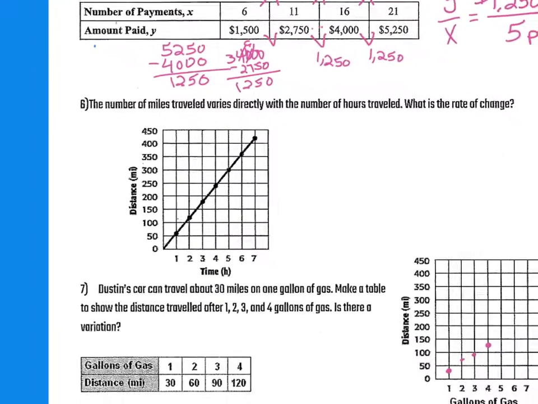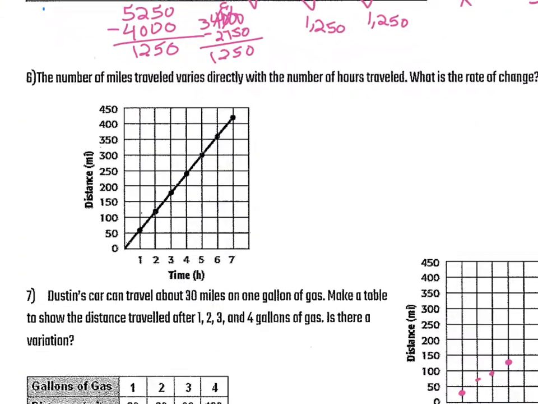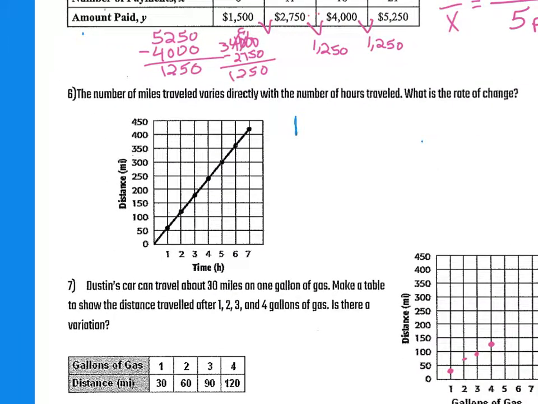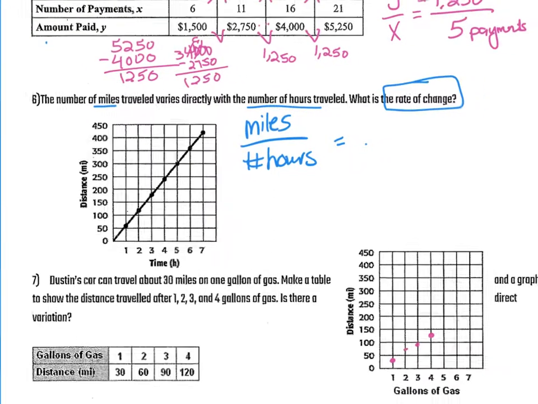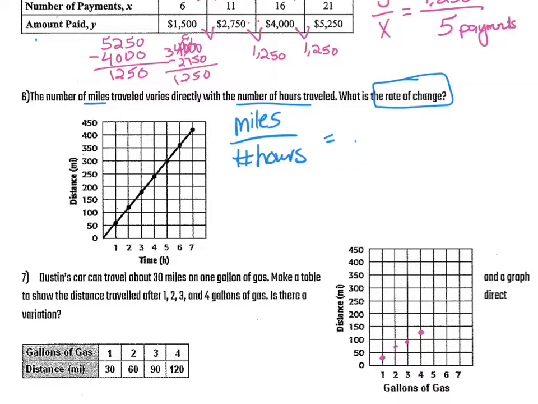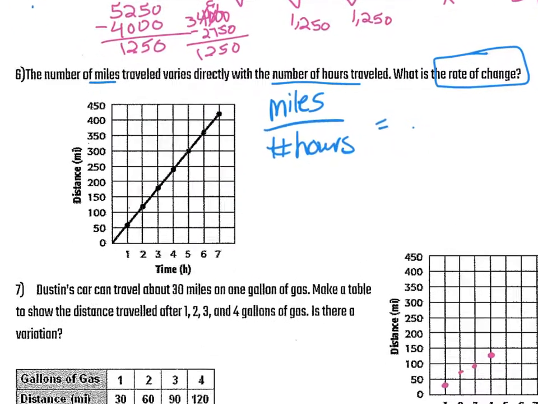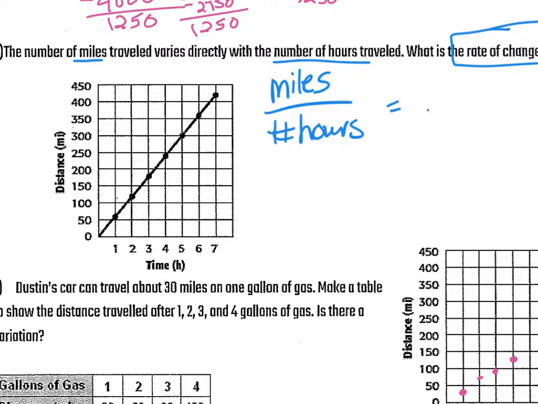Okay. Now the graph again. The number of miles traveled varies directly with the number of hours. So miles and number of hours. So what is the rate of change? Same thing, we're doing the same thing. They're just asking for rate of change now, but remember that means the same. So I still want to figure out what my vertical change is over my horizontal change.